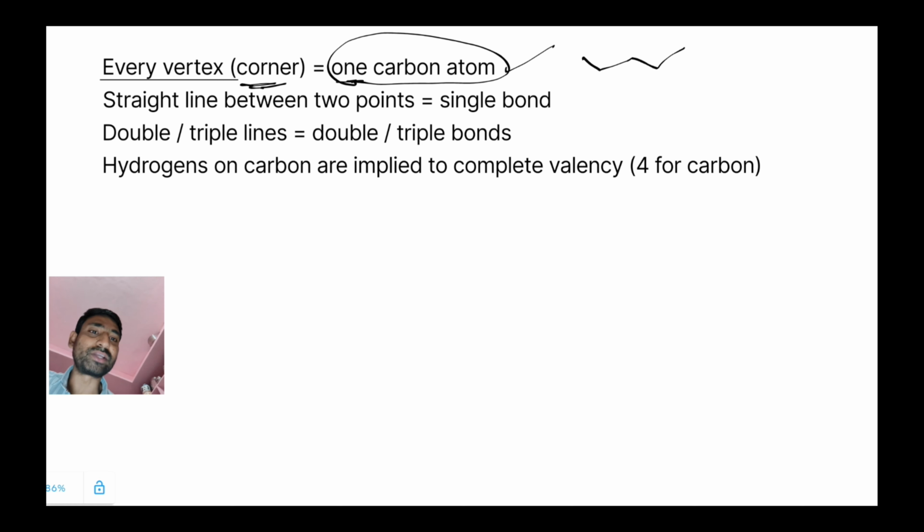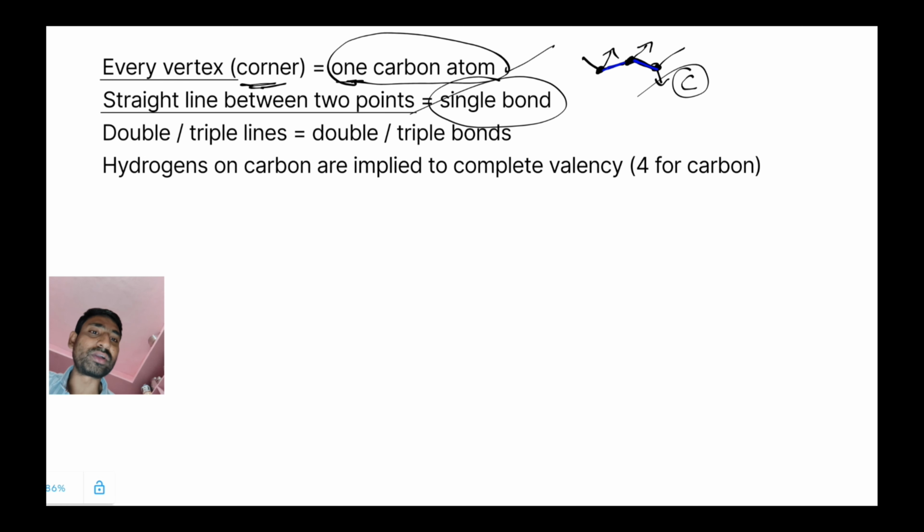For example, take a molecule like this. Here one point is there, here one point is there, and here one point is there. Every single point is considered a carbon atom, and a straight line between 2 points is considered a single bond. Here there is a straight line between 2 points, and here also. So this is a bond, this is also a bond, and this is also a bond. Every dot is considered a carbon, and a straight line between 2 dots is nothing but a single bond, guys.